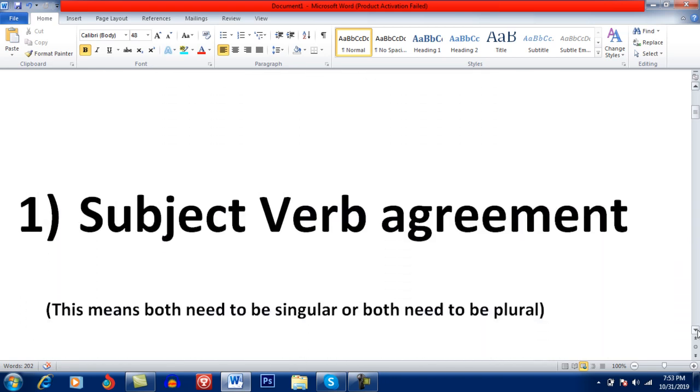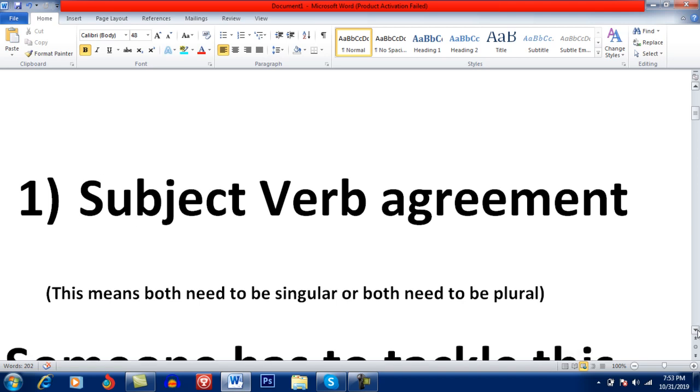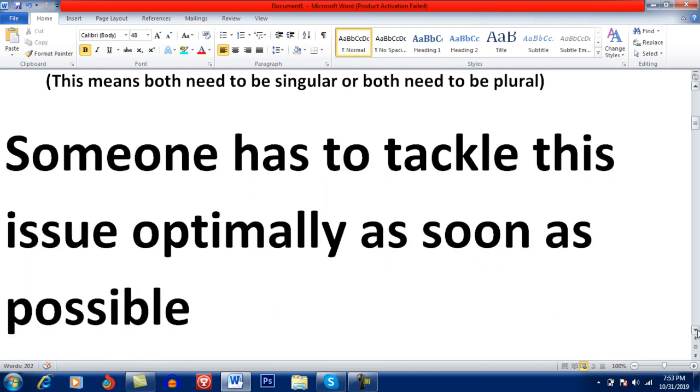The first part which I'm going to share with you is subject-verb agreement. Be very careful, too many students ignore subject-verb agreement. What does subject-verb agreement mean? It means that if you place a singular subject, then you have to place a singular verb. If you place a plural subject, then you have to place a plural verb. So I'll share various examples. After that, you will get your concept clear.